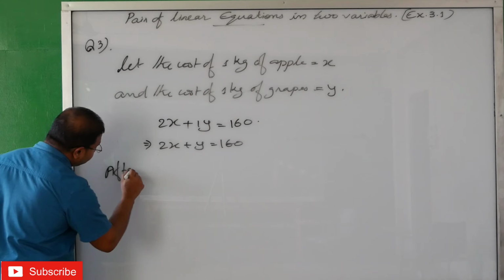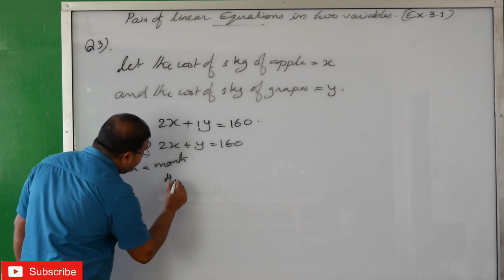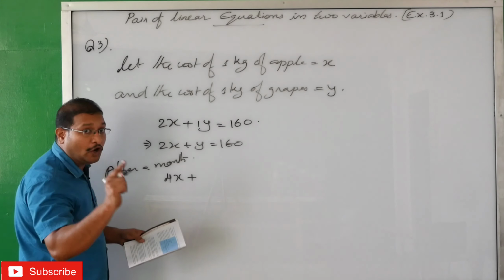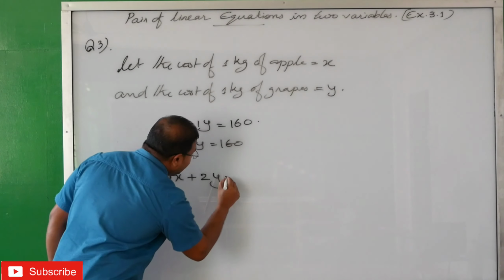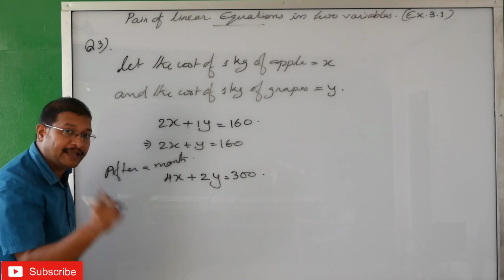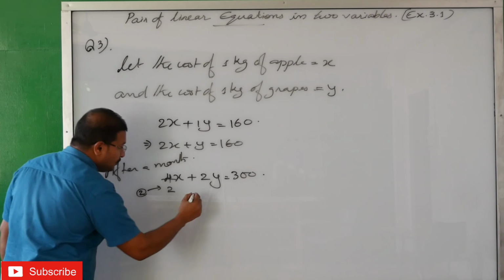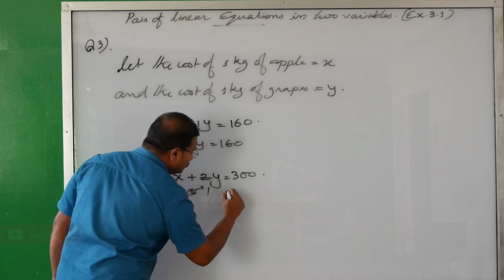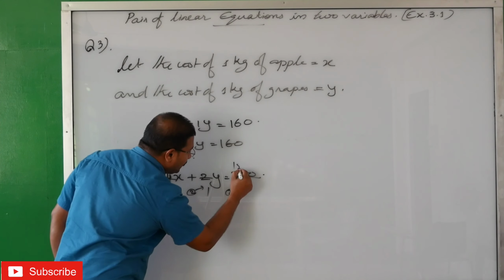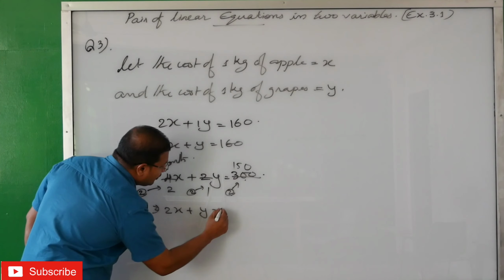So from the question, what can you write? After a month, 4 kilograms of apple, that means 4x plus 2 kilograms of grape, that means 2y equals how much is given? 300. Isn't it? Now see, in all places we can cancel by 2, then the value will not change. 2 twos are 4, 2 ones are 2, 2 fives are 10 and this 0. That means we got it now. This implies 2x plus y equals 150.